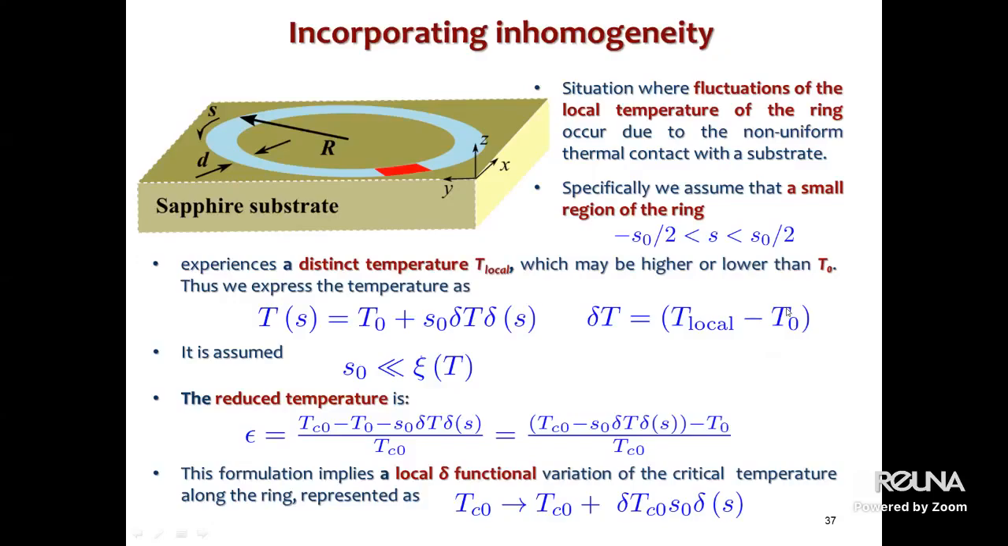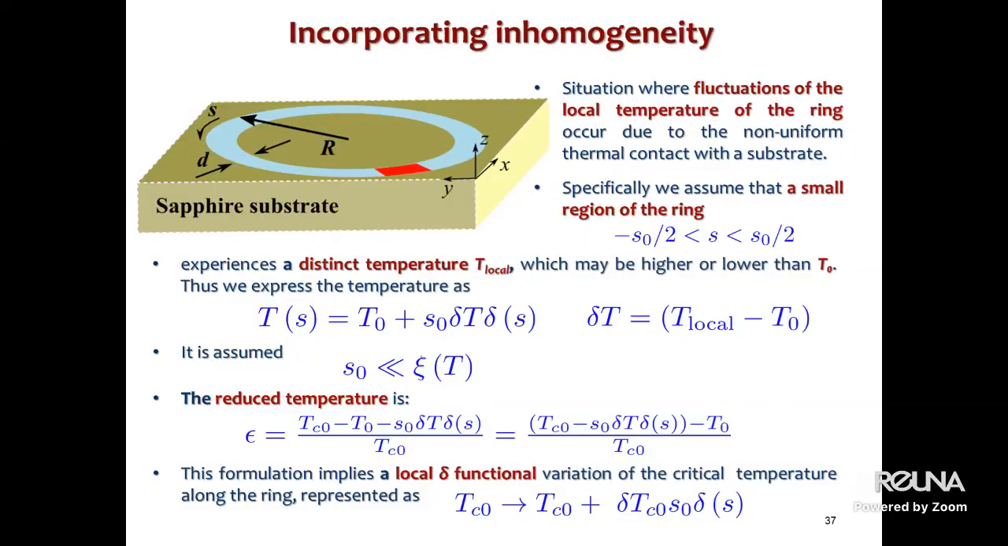The region with modified temperature is assumed to be much smaller than the superconducting coherence length. In this situation, the setup can be equivalently described as a localized delta function variation of the critical temperature. So our results apply to the system with uniform temperature but featuring a local variation of critical temperature, or, opposite, to the uniform critical temperature and local variation of ring temperature.